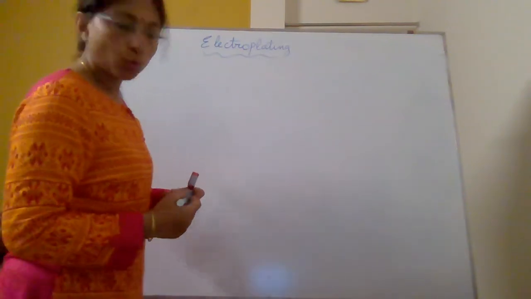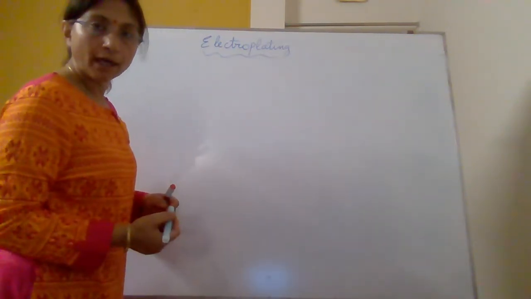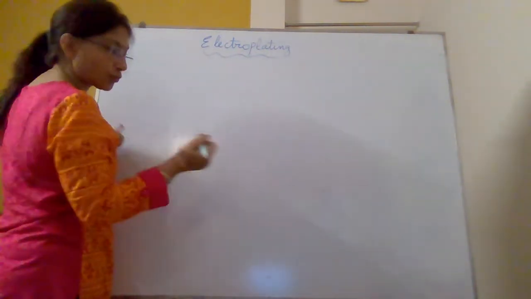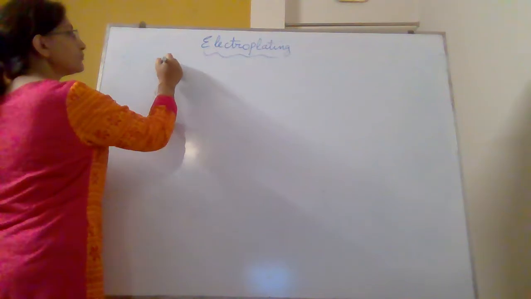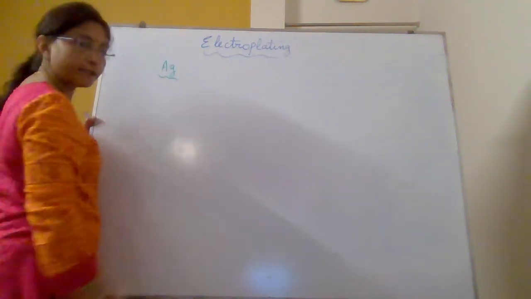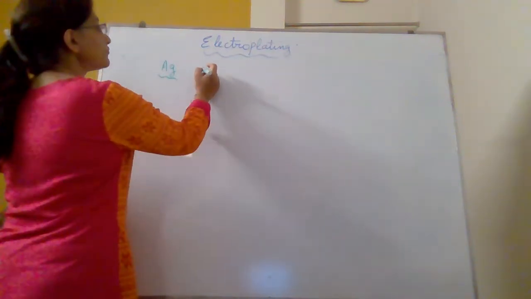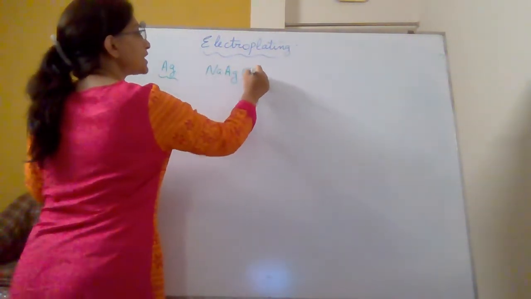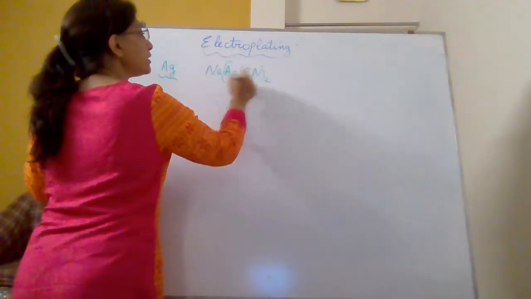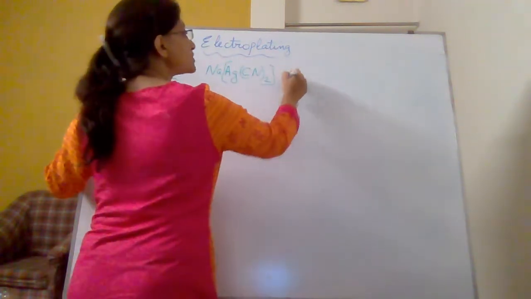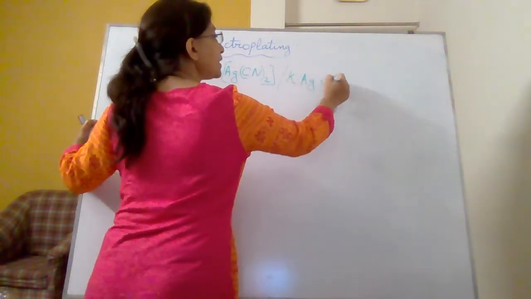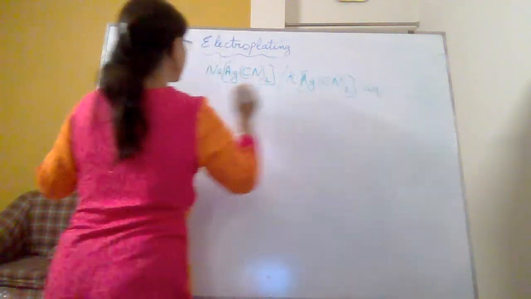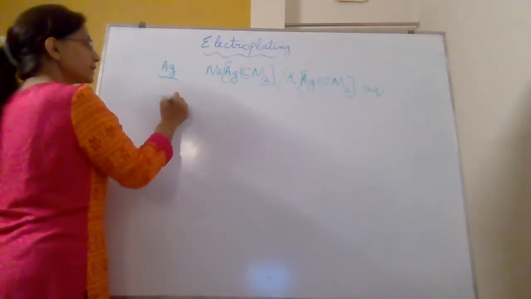Now before I conclude, let us have a quick recap of whatever we have done today. The first thing that we have done is electroplating with silver. And in this silver, the electrolyte that we are using is sodium argentocyanide and potassium argentocyanide in the aqueous state.